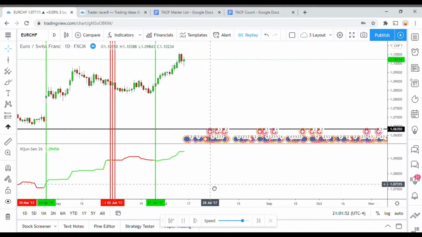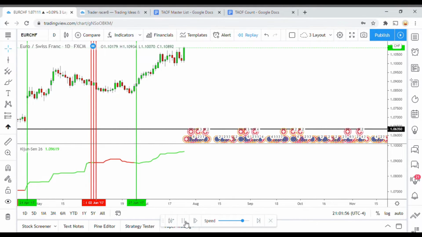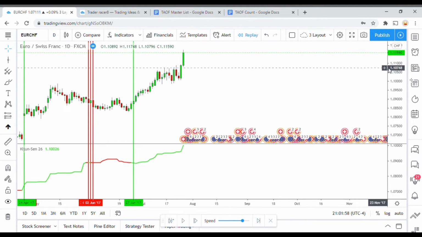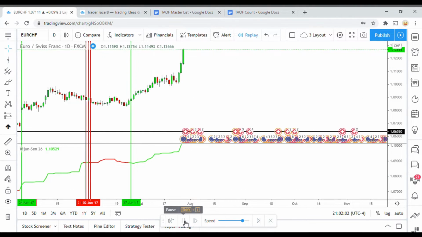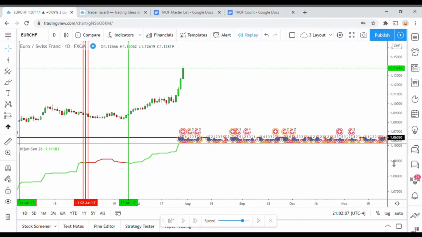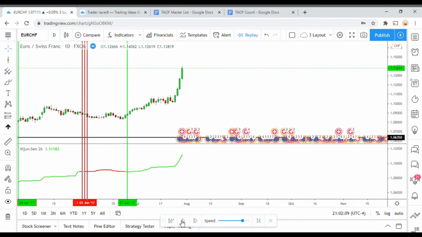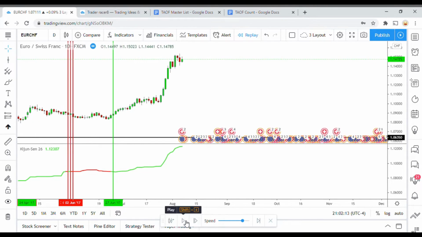All right, moving along here, nice solid move upwards. It looks like price action is starting to stall out a little bit. Nope, there it goes. It took off again. So it flagged out there for just a moment. Boy, it's making a hefty move to the upside.